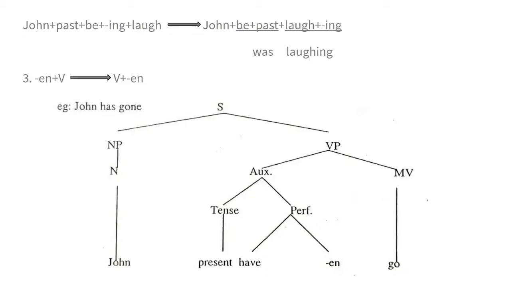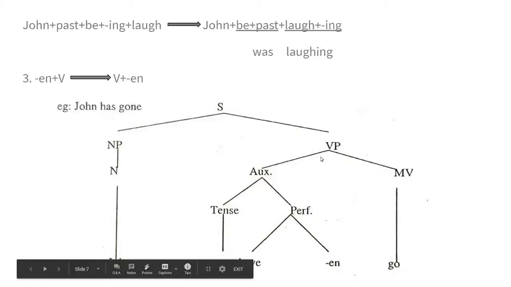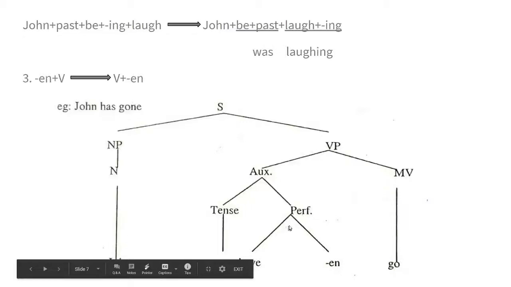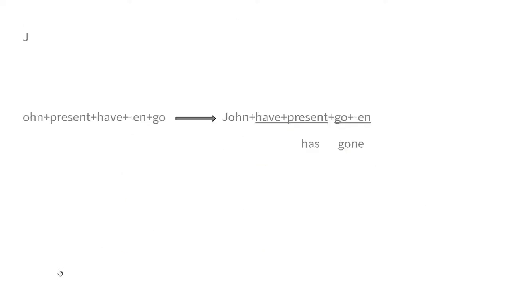First of all, we can apply PS rules to this particular sentence and convert the sentence into NP and VP. As you can see, the noun here is John, and the verb phrase contains two elements, auxiliary and main verb. Auxiliary contains two elements again, the tense and perfective. The tense here is present, and perfective contains have plus en, and the main verb contains go.